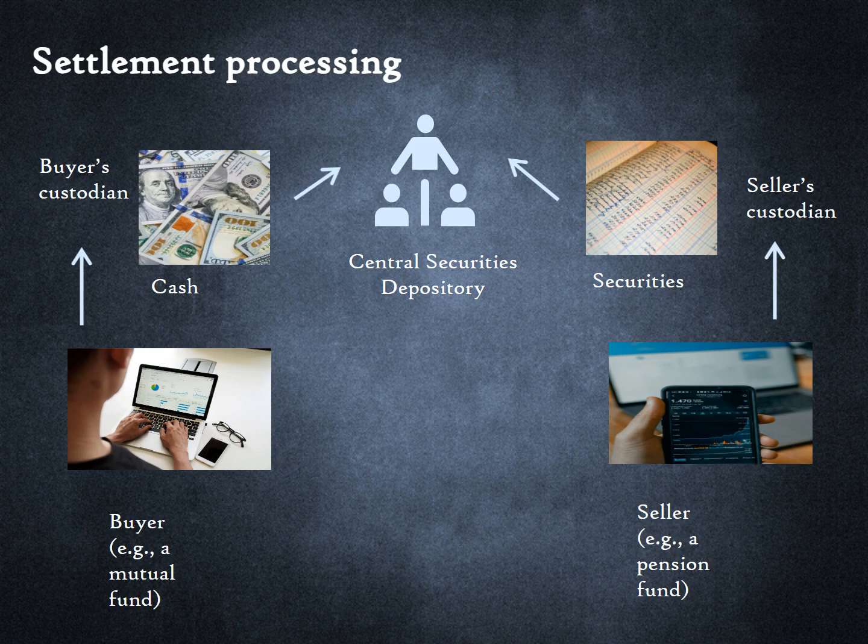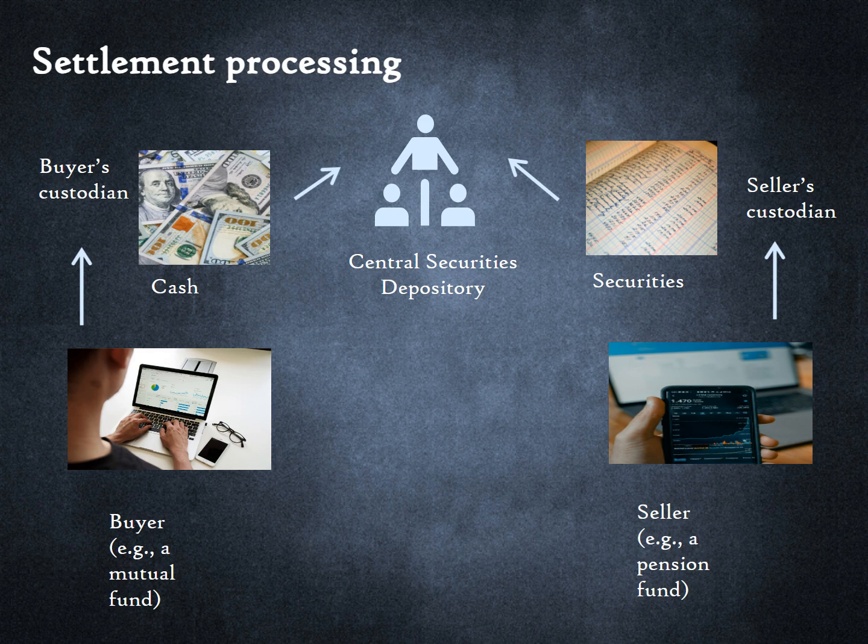The next asset servicing product that we will discuss is settlement processing. We had reviewed settlement processing in the previous lesson. Hence, we will merely summarize here that the custodian facilitates the settlement of trades via accounts held with the CSD. The seller's custodian ensures that there are sufficient securities with the CSD on settlement date, and the buyer's custodian ensures there is sufficient cash.